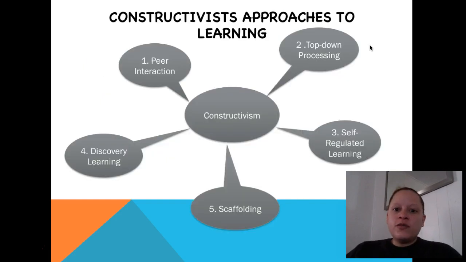Constructivists use 5 approaches to reach these goals. 1 is peer interaction. 2 is top-down processing. 3 is self-regulated learning. 4 is discovery learning, and 5 is scaffolding.